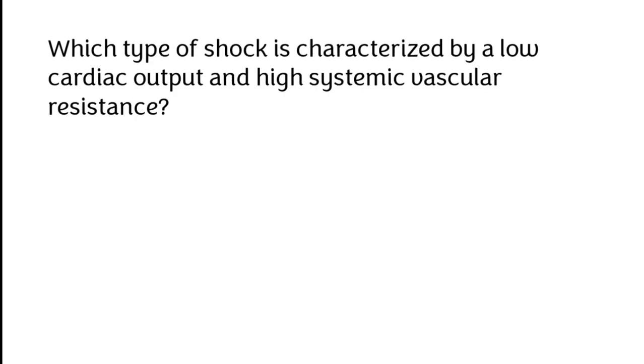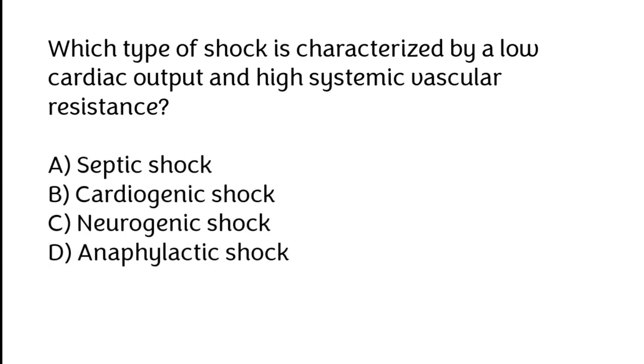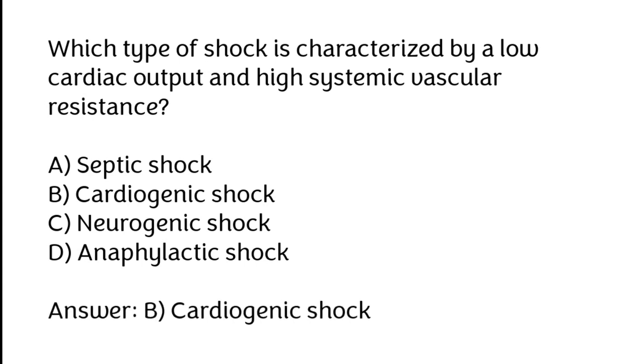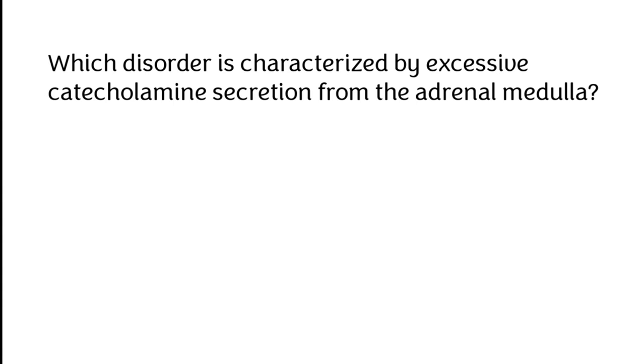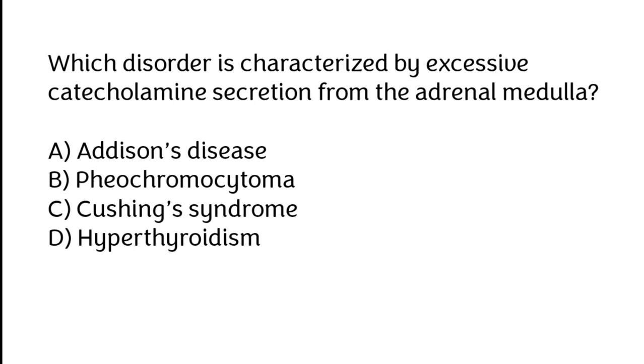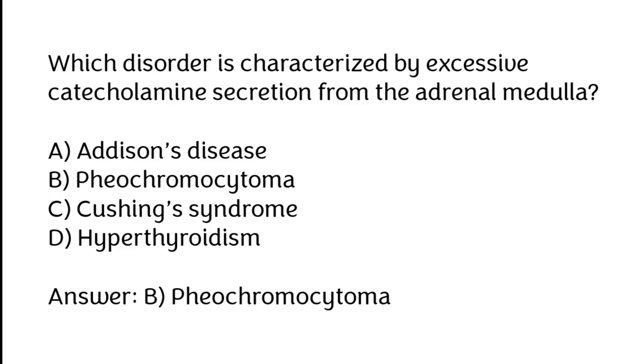Which type of shock is characterized by a low cardiac output and high systemic vascular resistance? Septic shock, cardiogenic shock, neurogenic shock, anaphylactic shock. Correct answer is option B, cardiogenic shock. Which disorder is characterized by excessive catecholamine secretion from the adrenal medulla? Addison's disease, pheochromocytoma, Cushing's syndrome, hyperthyroidism. Correct answer is option B, pheochromocytoma.